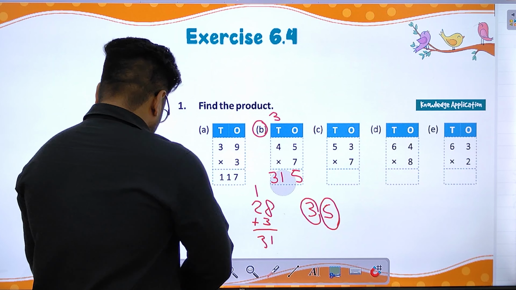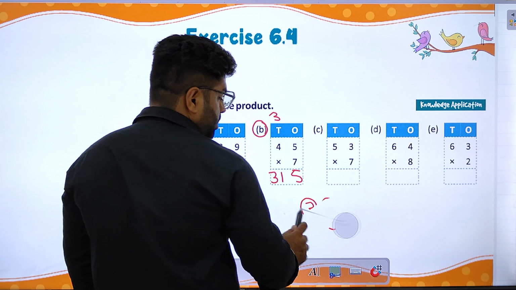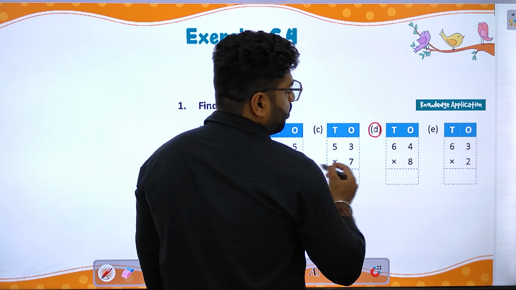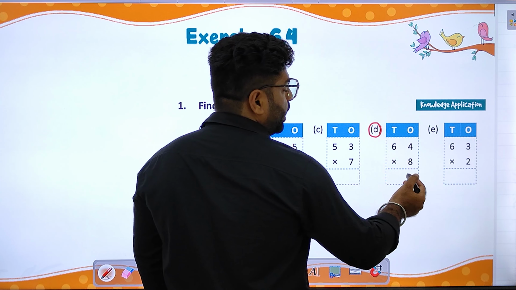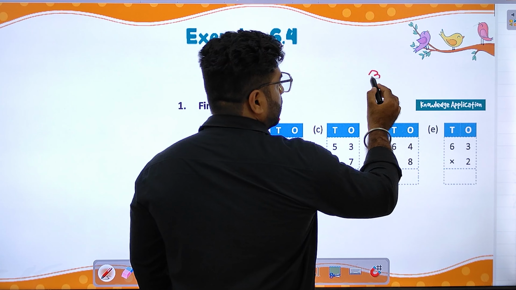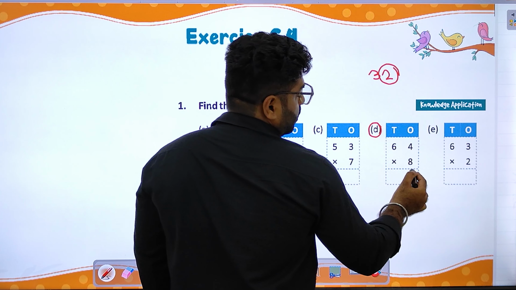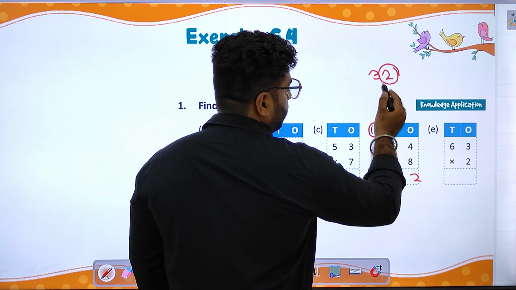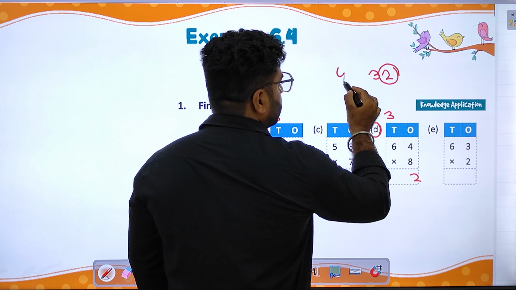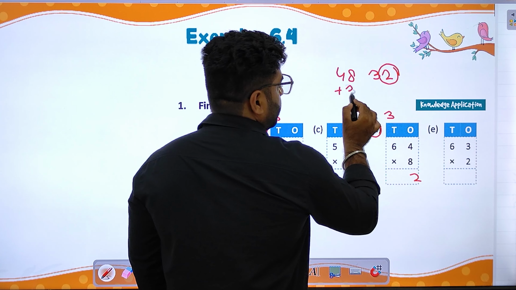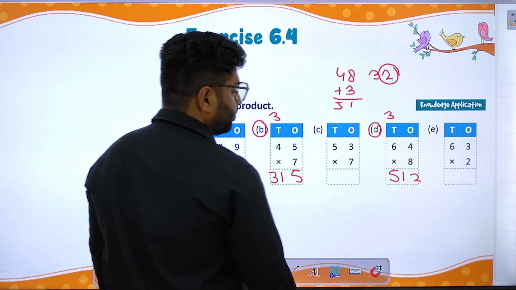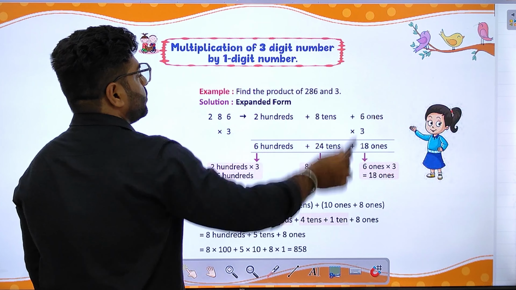Clear? Okay, let's choose one more question to clear your concepts. So let's pick question number D. Here we are having 64 multiplied by 8. The first thing you have to do is 8 multiplied by 4. 8 4s are 32. So we have to use the ones place here and 3 will be carried forward. So here we are having 8 6s are 48. Then we have to add this carry number 3 and this is 51. So here we are having 512. Clear? Okay.